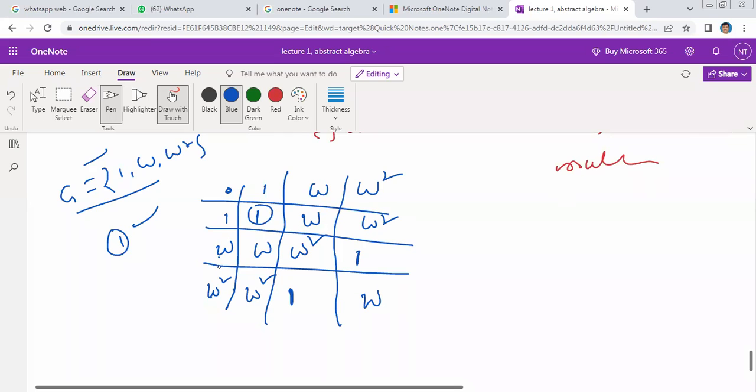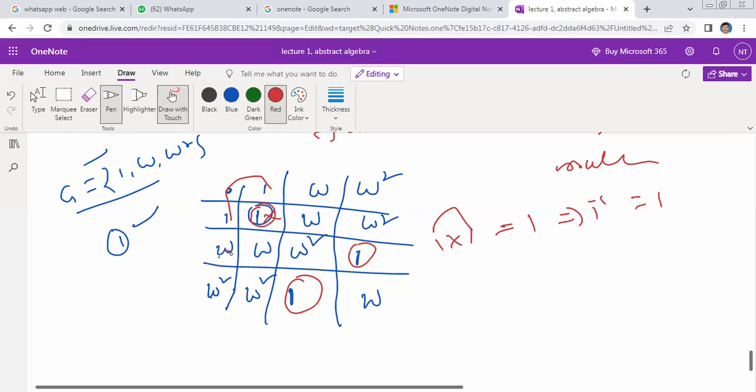Right. Then closure, associative, identity are done. Your main property is the inverse property. Now you go for the inverse. How to find the inverse of 1? Underline the identity elements and see where they occur. 1 into 1 is equal to 1. Inverse of 1 is equal to 1.